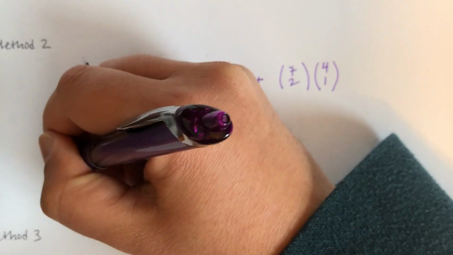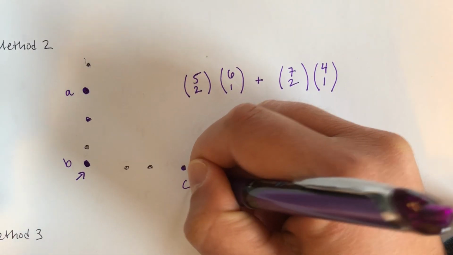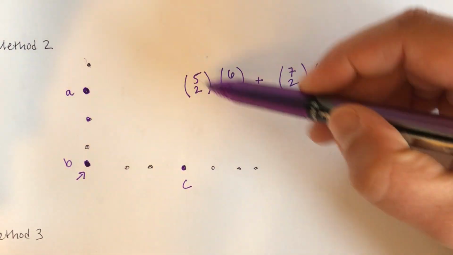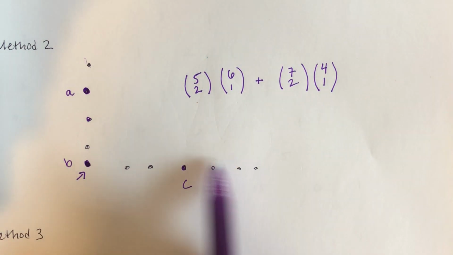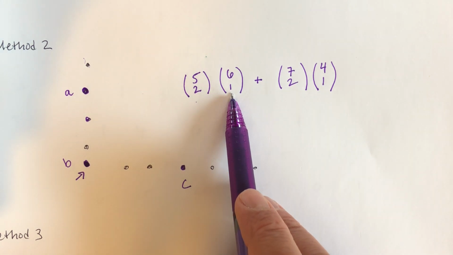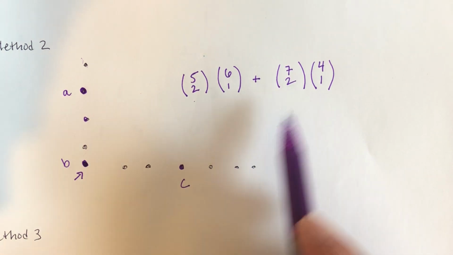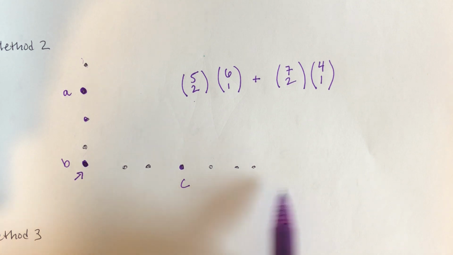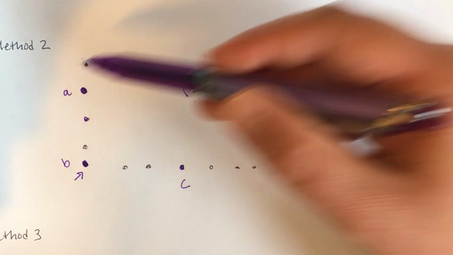let's label these A, B, and C. If you chose A and B on the vertical side and then C on the horizontal side, it's going to give you the same triangle as if you had chosen B and C in the horizontal line and then chosen just A in the vertical line.